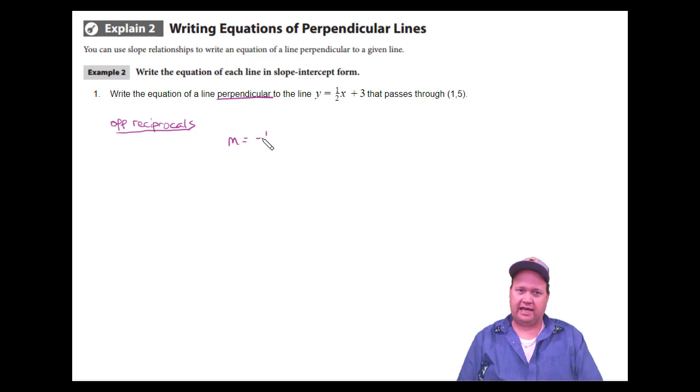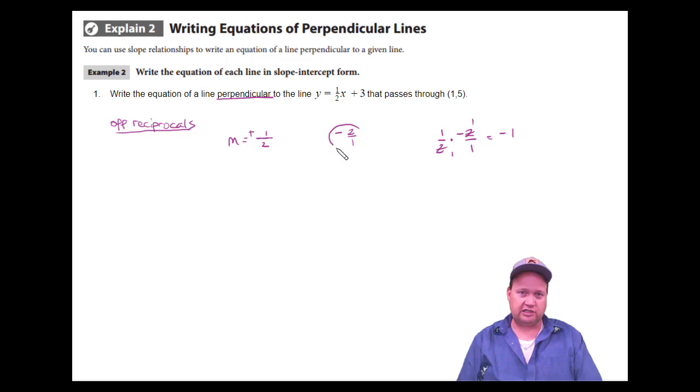Now I want you to take that fraction and flip it, make it a reciprocal. So the reciprocal of this will be 2 over 1, and now opposite, we're going to change the sign. Well, this is positive, so this one's going to be negative. The reason we know these two slopes will be perpendicular is because when I multiply them together, their product is going to be negative 1. So when I multiply 1/2 times negative 2, the 2's cross off, they become 1, and all I'm left with is a negative 1. So that tells me that these are perpendicular slopes.